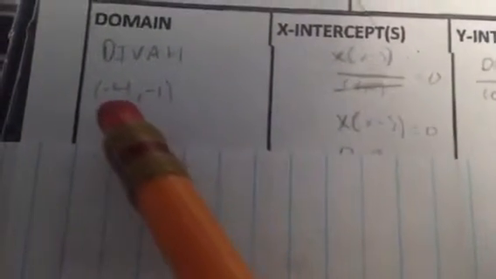For the domain, it's always, well, it's DIVA, which means domain is vertical asymptotes and holes. So our vertical asymptote was negative 4, and our hole was negative 1. And the limit notation will be this right here, using unions to separate each one.